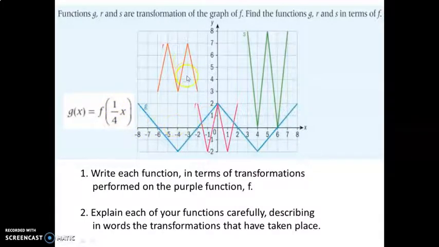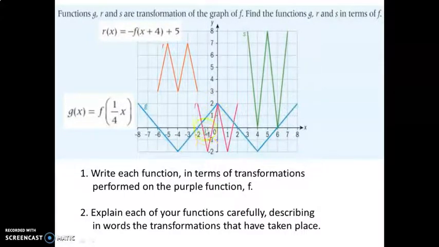Okay, next one, let's look at r. To get from purple to r, from f to r, we can maybe reflect this over the axis and then move it, right? So let's take a look at what I have here. We're reflecting it over the x-axis, putting the negative in front of the function. That will flip this one over and make it an M shape. And then we have to move it.